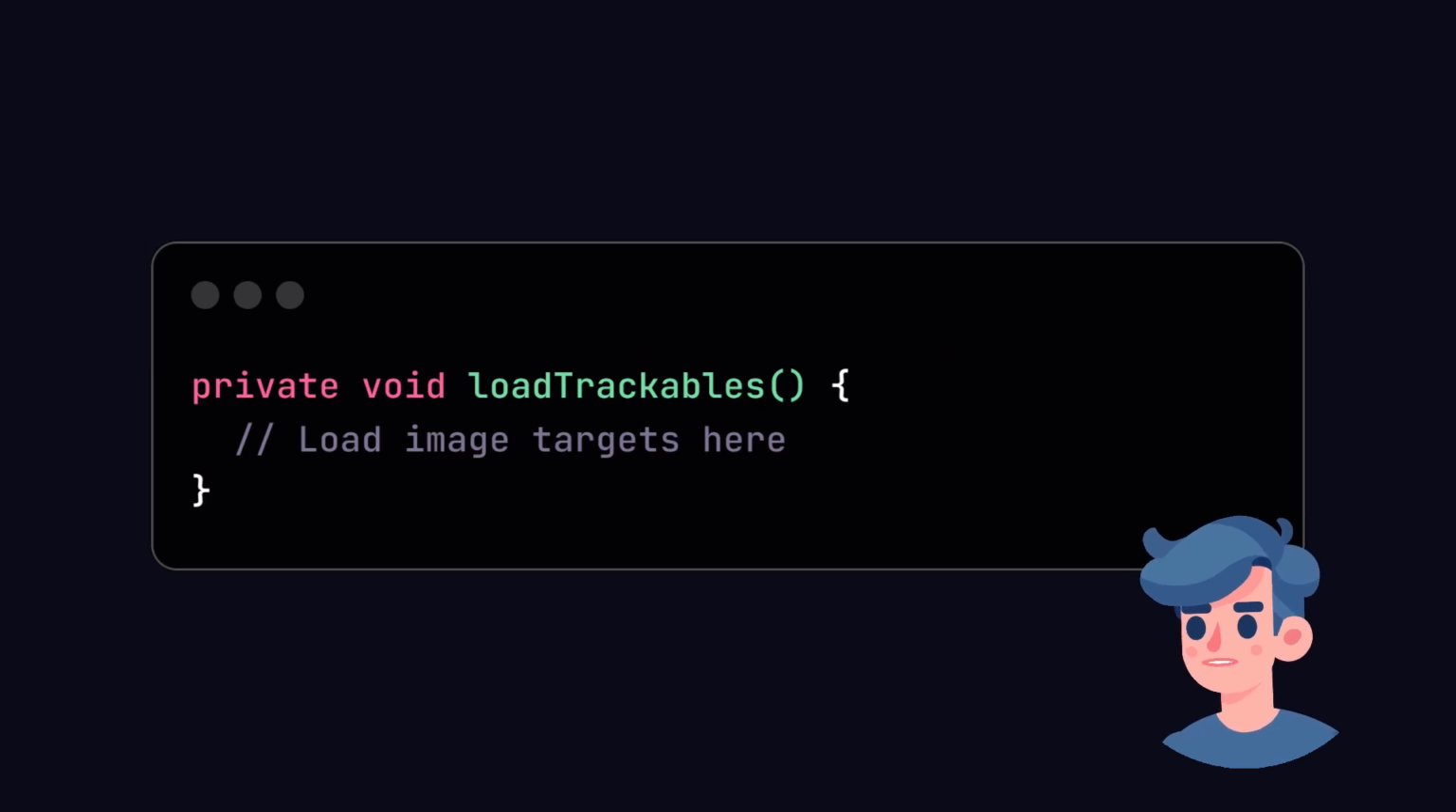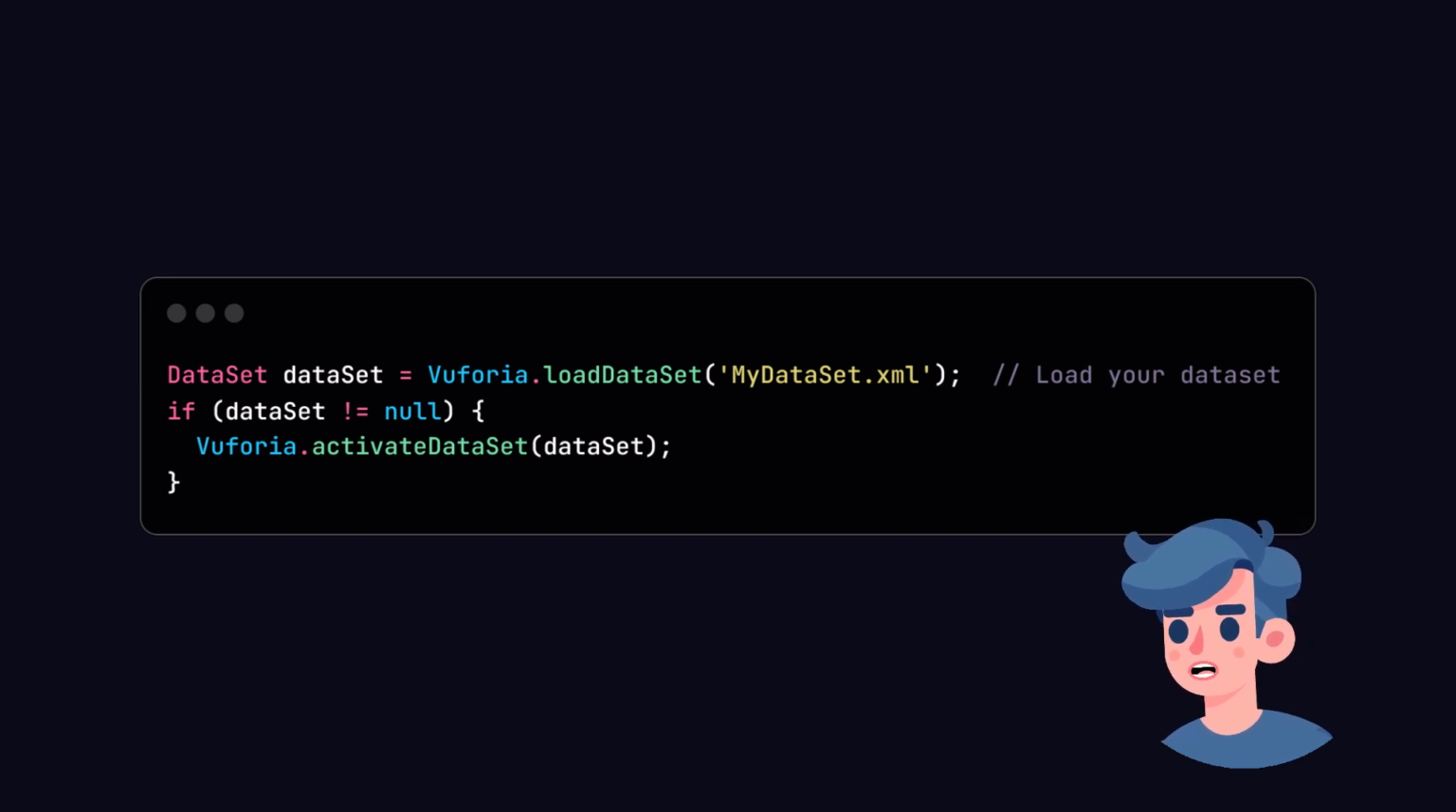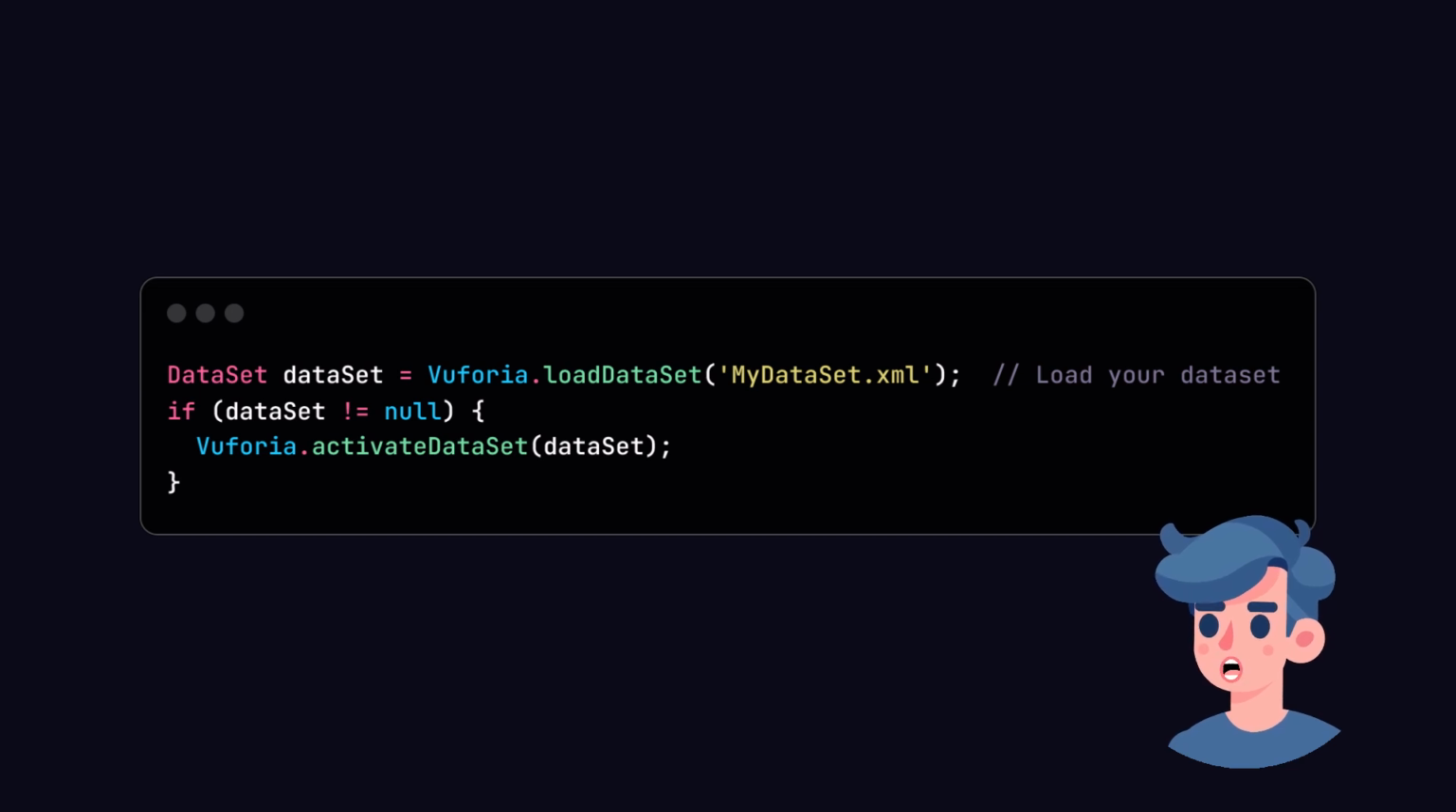Next, we will need to configure the AR scene. Create a method called loadTrackables within ARActivity. This method is responsible for loading the image targets that Vuforia will recognize. For now, we will keep it simple and load a predefined image target. In loadTrackables, you can implement image recognition by utilizing Vuforia's dataset class. This will allow us to manage our defined trackable assets. Ensure you've prepared an image target in the Vuforia Target Manager before attempting to use it in this project.